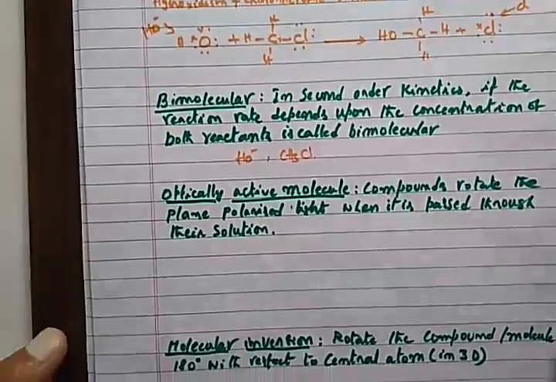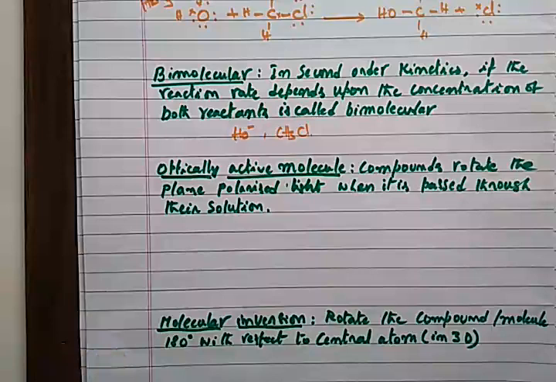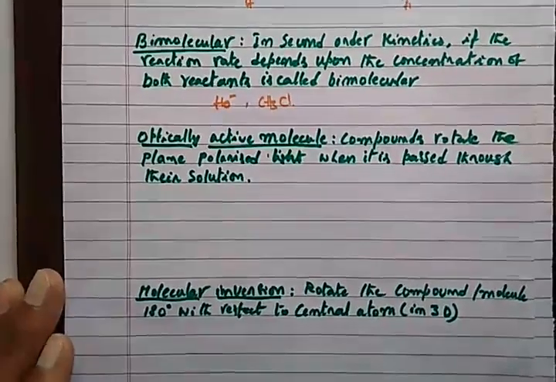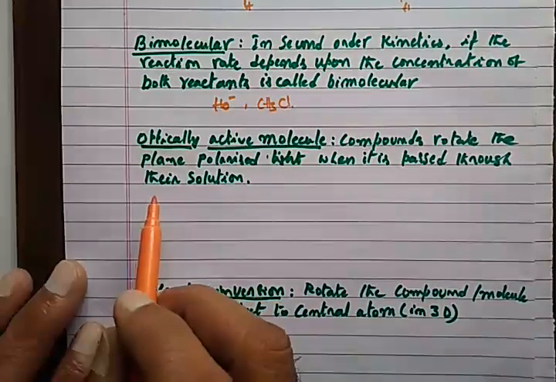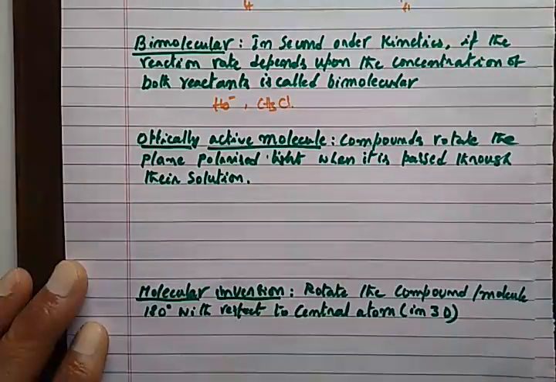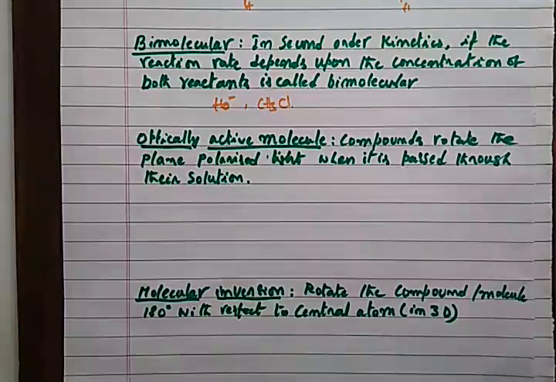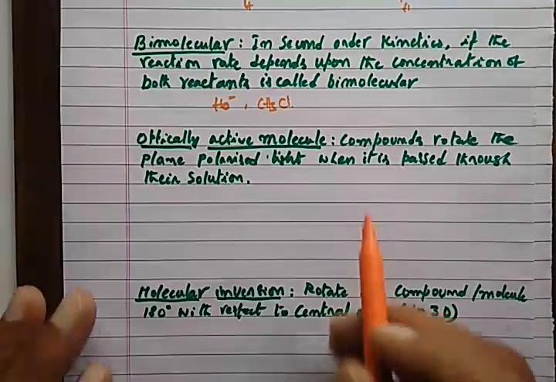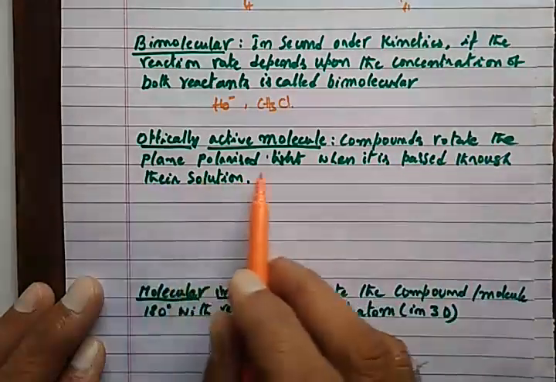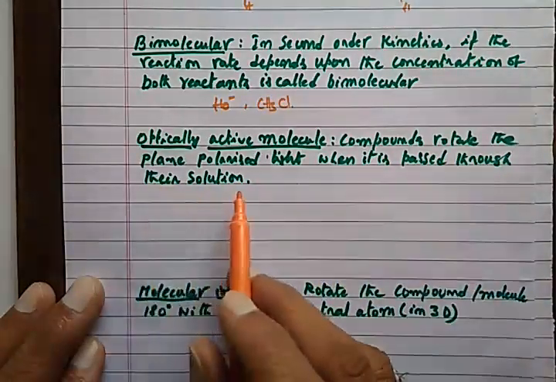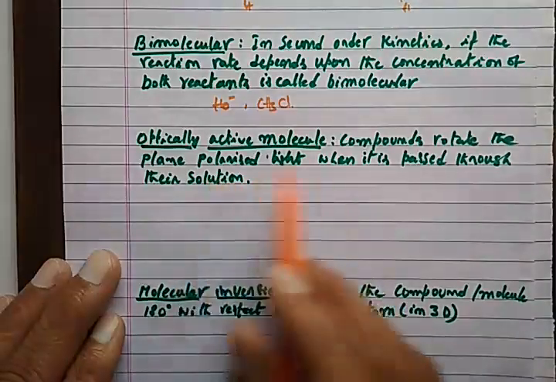Not only this, we will study further the stereochemical based mechanism also. For that, two terms are necessary. That also I'll explain now. So the optically active molecule. See, some molecules change the polarization of the incoming light. That is, these compounds rotate the plane polarized light when it is passed through their solution. See, a liquid crystal display does the same thing.